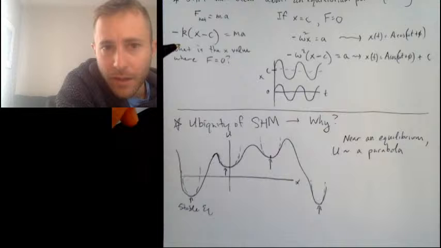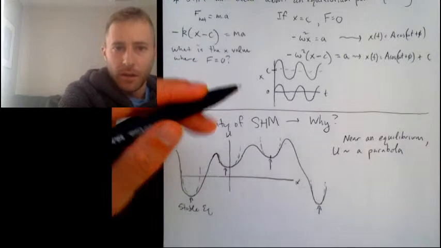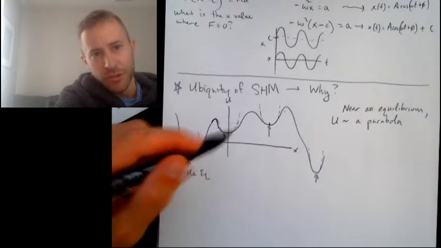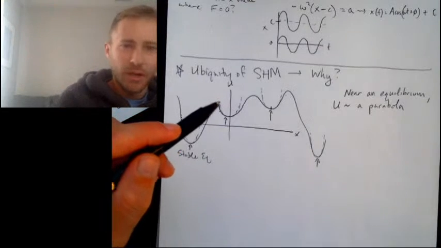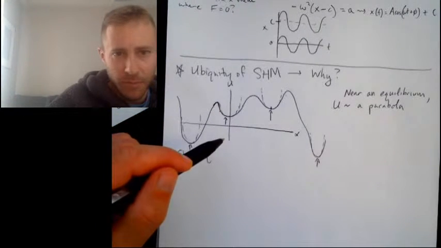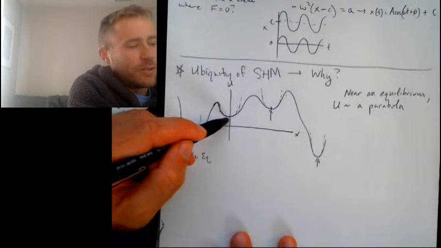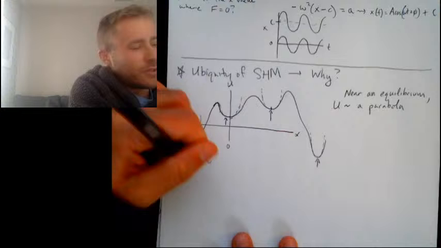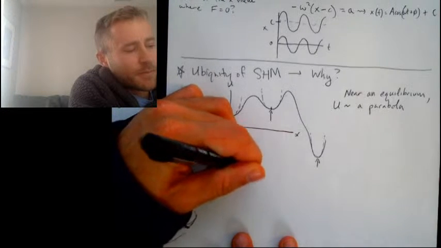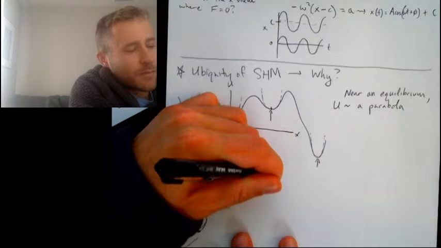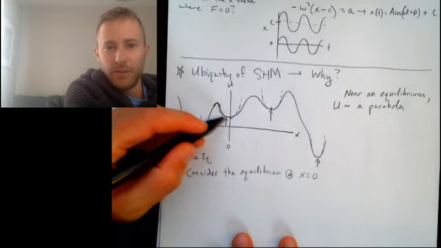Now, I'm going to show you what that approximation is, and why this is the approximation. Don't worry about it, because it's kind of math that you probably haven't been exposed to yet. But I'm going to focus on this equilibrium. So let's consider the equilibrium at x equals 0.